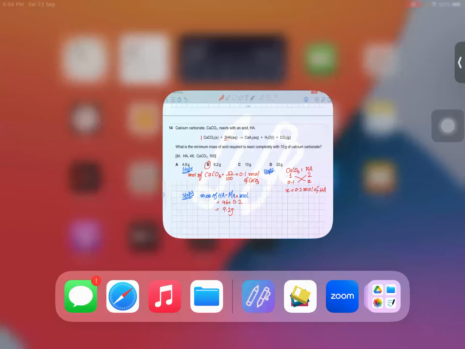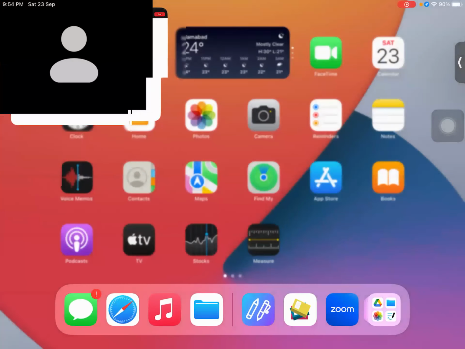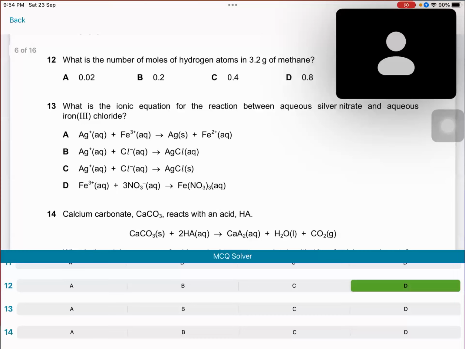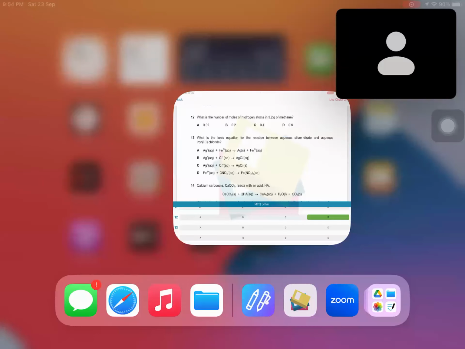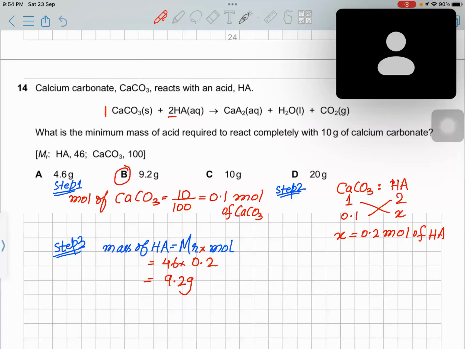Sir, how did you get 46? You can see that Mr is given, sorry, Mr is given as 46. So the mass of acid is required. The mole of acid is obtained, then multiply mole by Mr.